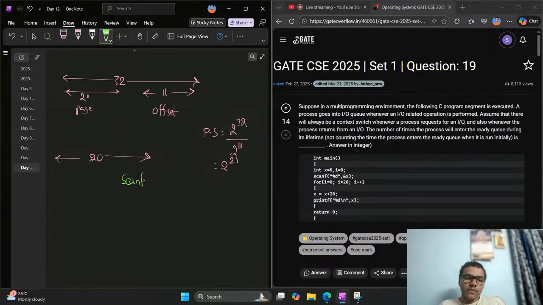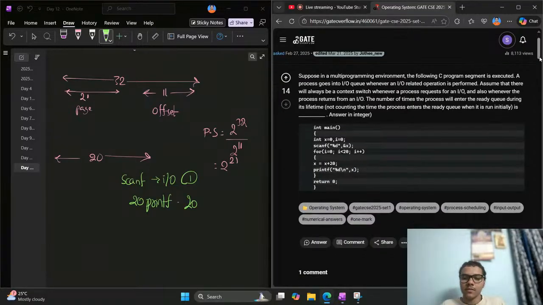So scanf is an IO operation, once. It is 20 iterations, 20 printf statements, 20, so total 21 IO operations.